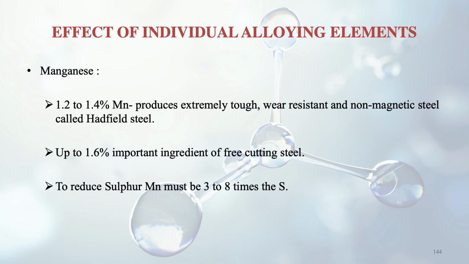And one very good thing it does is that it reacts with sulfur and reduces it. So in case in your specimen sulfur is more than the required percentage, we can put Mn and it will react with it and give manganese sulfide. But it should be 3 to 8 times that of S, then only this reaction will take place. And manganese is effective in increasing hardness and hardenability. So these are some of the good things about manganese.